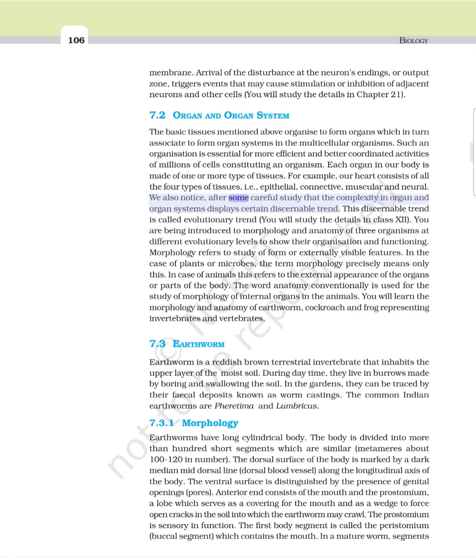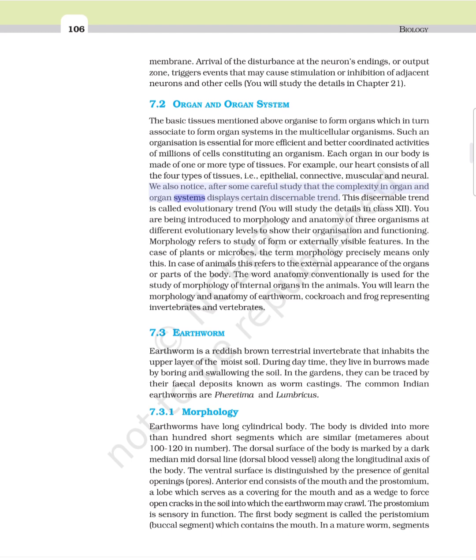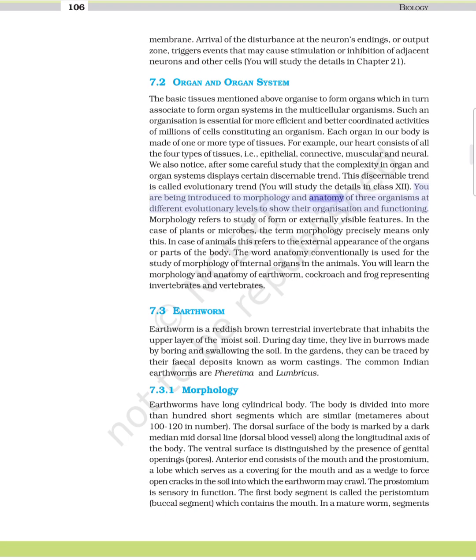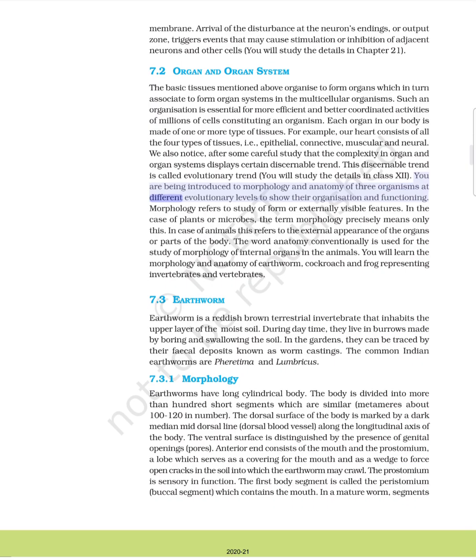We also notice, after some careful study, that the complexity in organ and organ systems displays a certain discernible trend. This discernible trend is called evolutionary trend. You are being introduced to morphology and anatomy of 3 organisms at different evolutionary levels to show their organization and functioning.